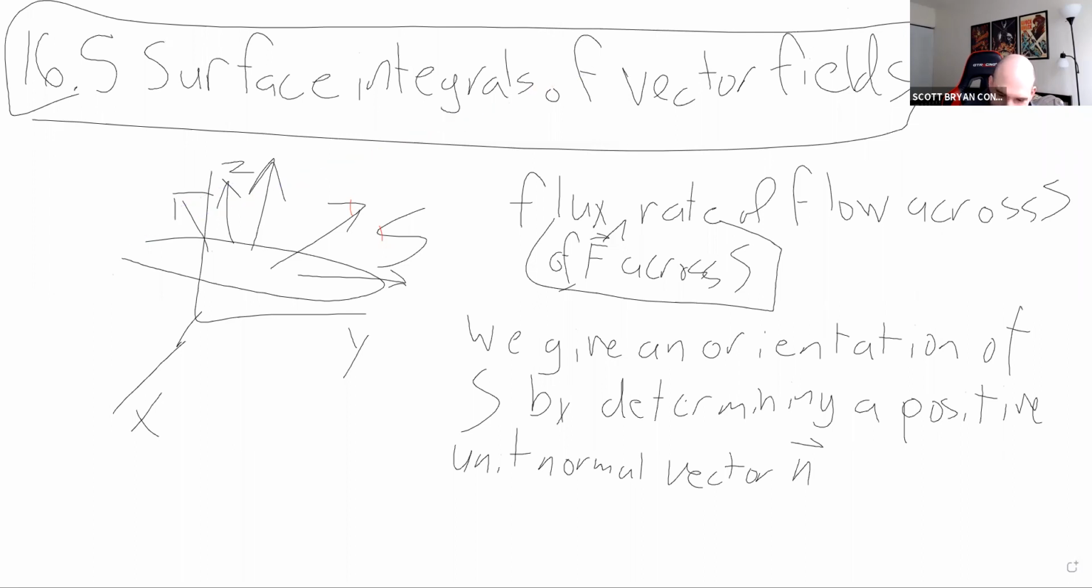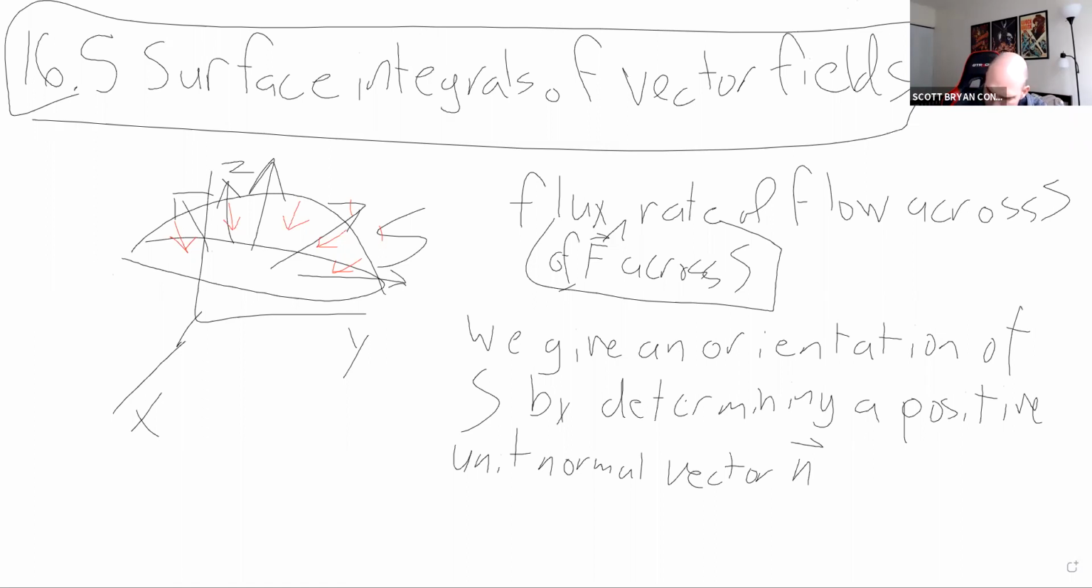If instead we chose the opposite direction to be the positive unit normal vector, the one pointing downwards in this case, then the flux would be negative. The fluid would be flowing across, not in the positive direction. Okay.